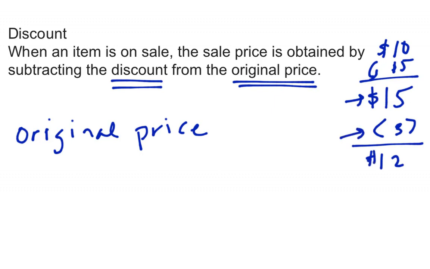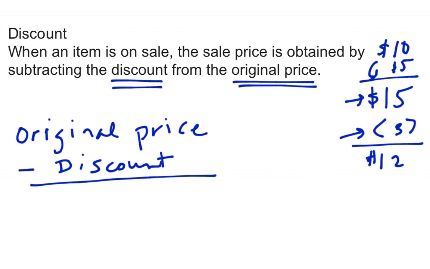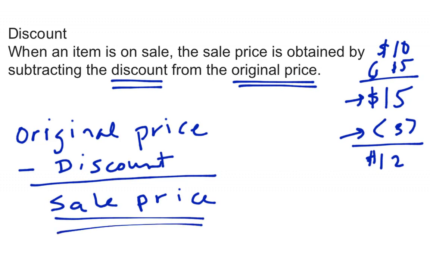So you're going to have your original price minus your discount. And when you do that subtraction, you're going to come up to the sale price. The price of the item that you're going to pay. And the reason we're talking about this is because discounts are usually some kind of calculation using percent. Same thing with markup. We do it all based on percent.